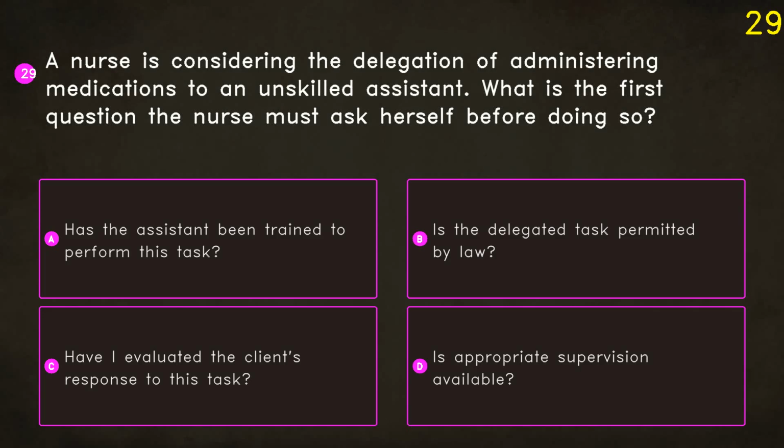Question 29. A nurse is considering the delegation of administering medications to an unskilled assistant. What is the first question the nurse must ask herself before doing so? A. Has the assistant been trained to perform this task? B. Is the delegated task permitted by law? C. Have I evaluated the client's response to this task? D. Is appropriate supervision available?